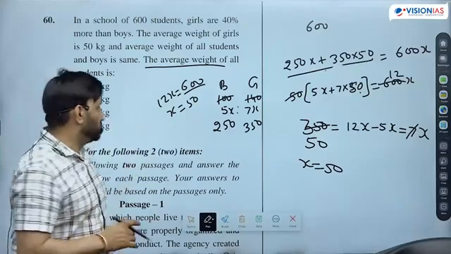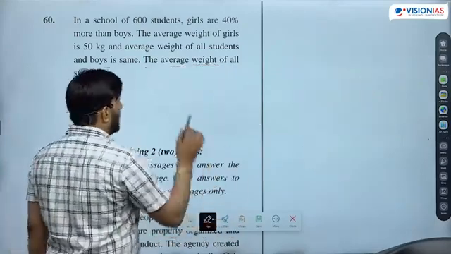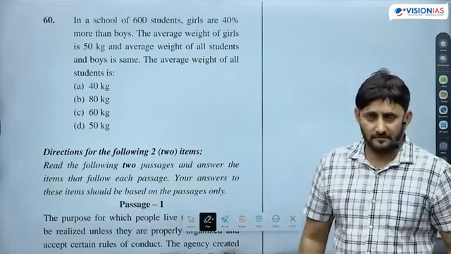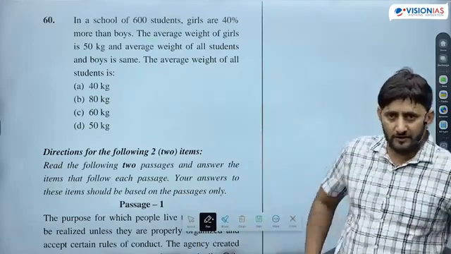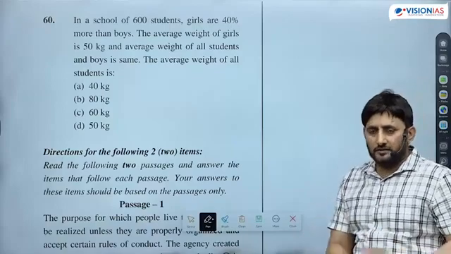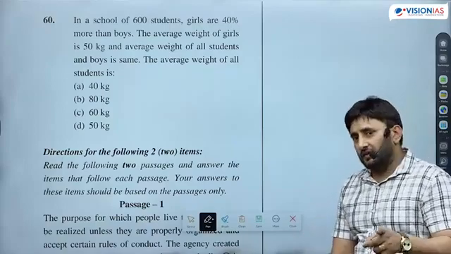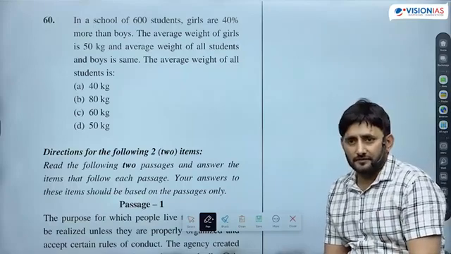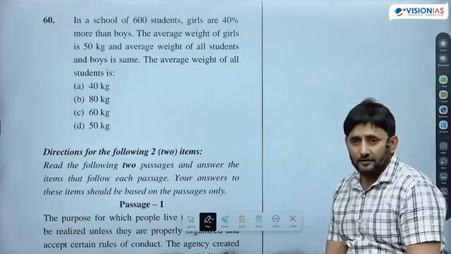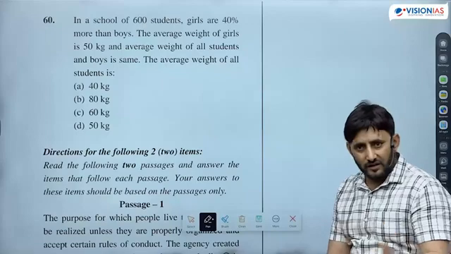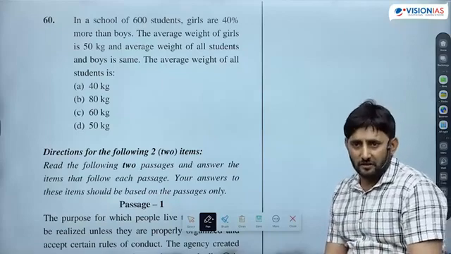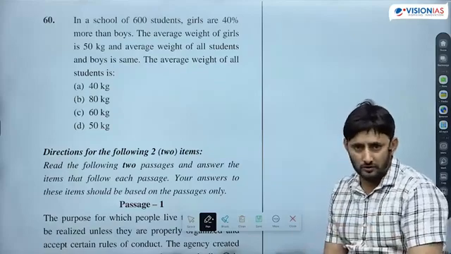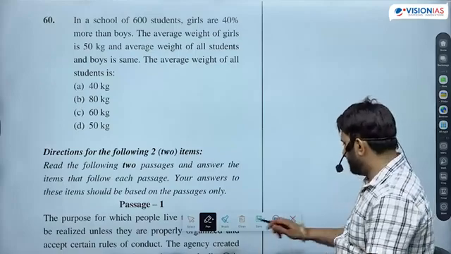Now in this question, it is given that the average weight of the boys is the same as the average weight of the entire class. So when is that feasible? When the average weight of boys and girls is the same. So what is the girls' average? 50. So the boys' average should be 50. Then only the class average can be 50. That's it. If you had brainstormed a little, there is no need to solve this question. Okay?